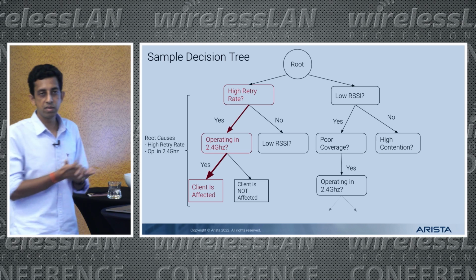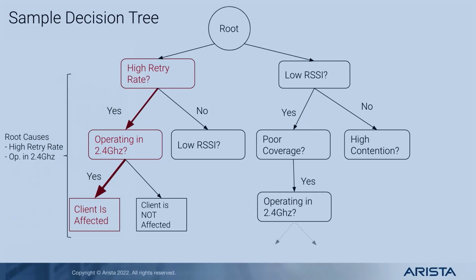This is a sample decision tree which can be generated with some data. So you can see that it's intuitive to read. What this tree would predict is if there is high retry rate and the client is operating in 2.4, then the client is affected. That's what the tree has learned from the data, right?